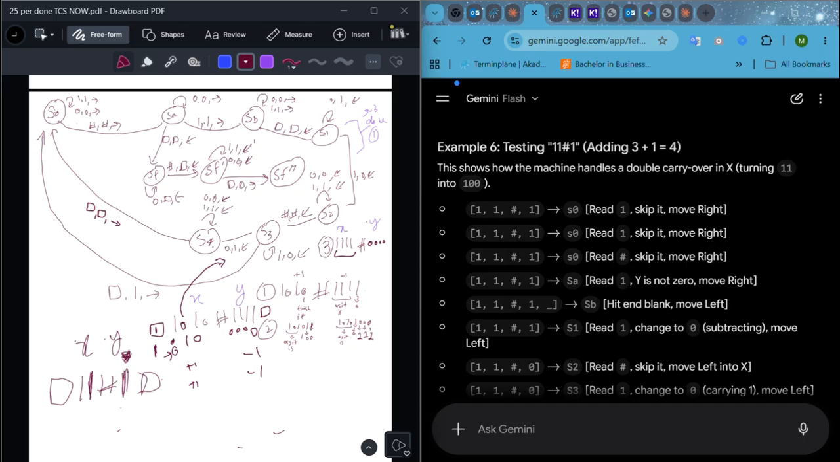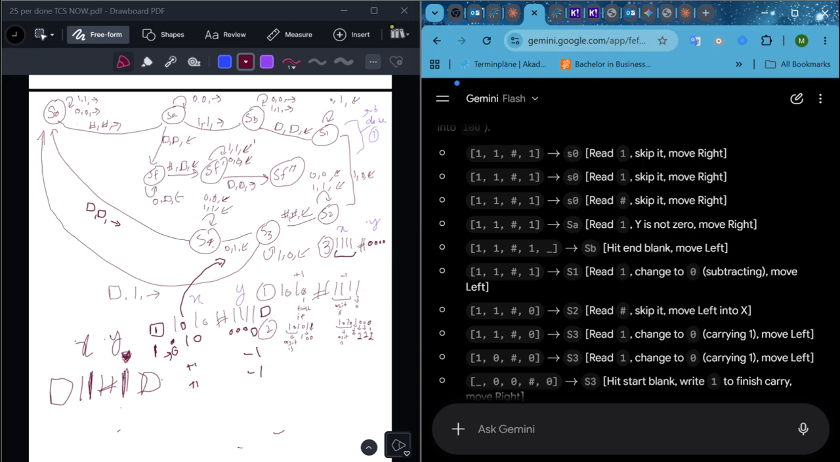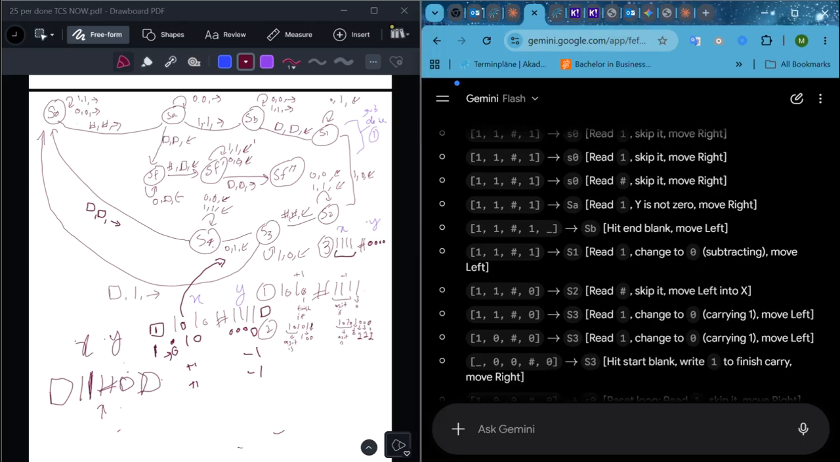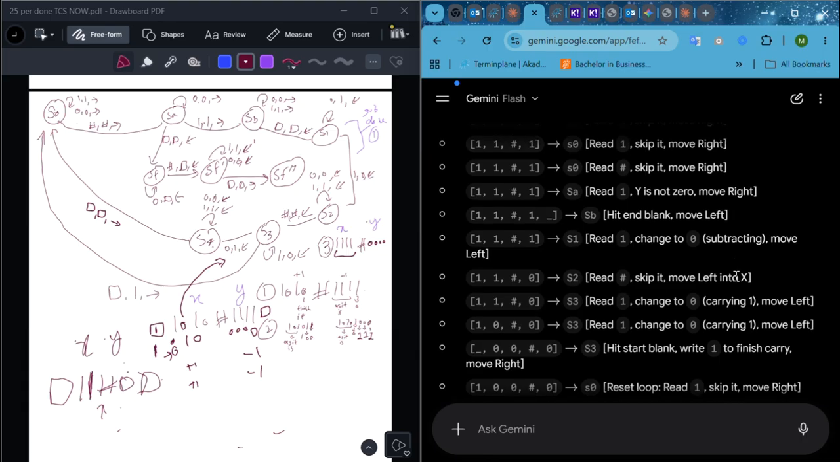And the moment it finds, in S1, it reads a 1, it makes it a 0 to subtract. That's how the subtraction works. It makes it a 0. This one subtracts it. And after subtracting it, it moves left, which is the hash, and changes the state to S2. In S2, it reads a hash, then it goes left into S3.